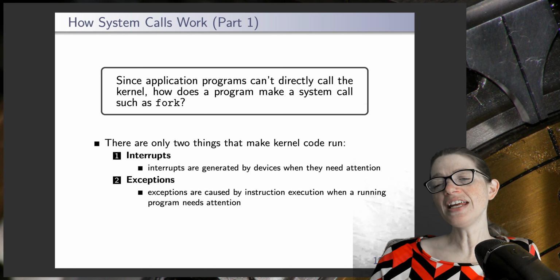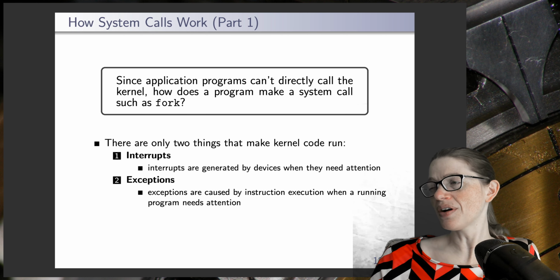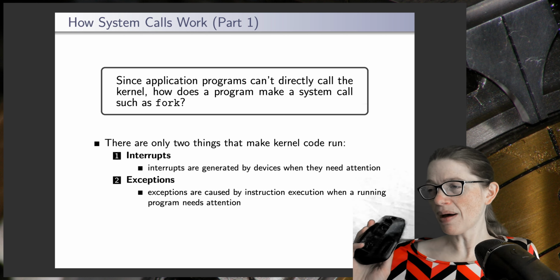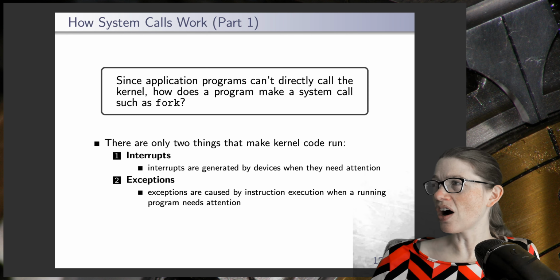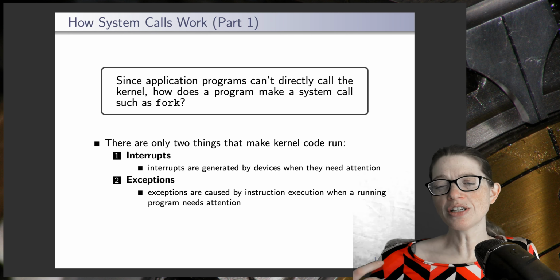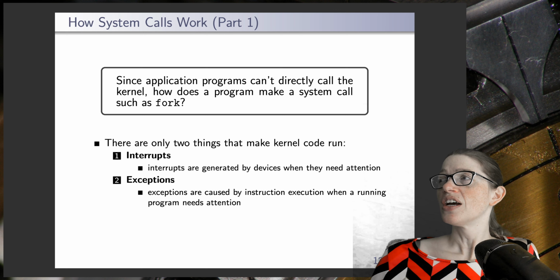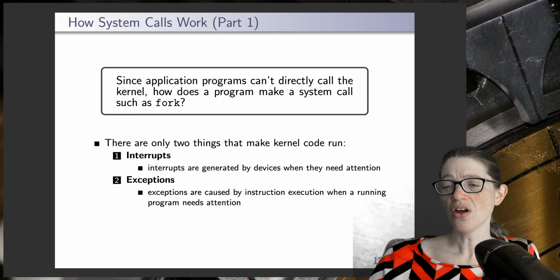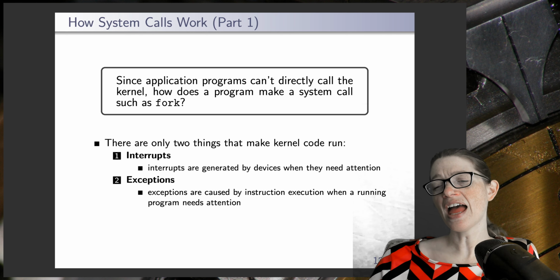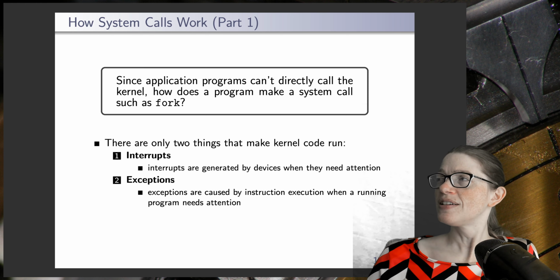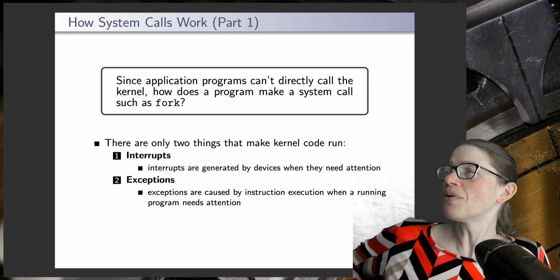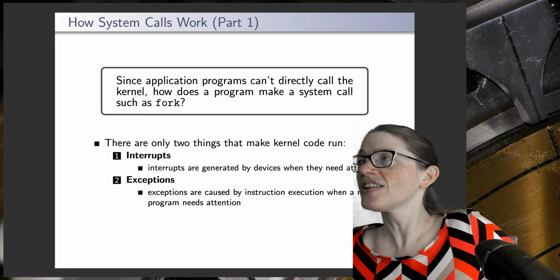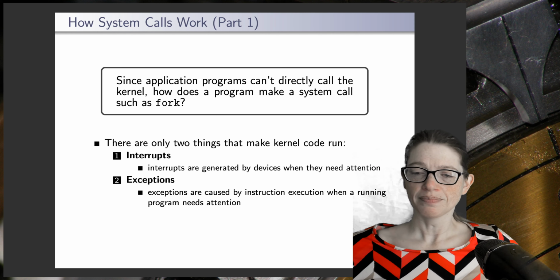So remember that interrupts are things that are generated by devices. So if I click a button on my mouse, that's going to be a hardware interrupt. That's going to be a signal sent from my mouse to my CPU to say, hey, the mouse requires attention. Exceptions, on the other hand, are caused by an instruction that is executing. So for example, if you were dividing by 0, that is a program that requires some assistance.